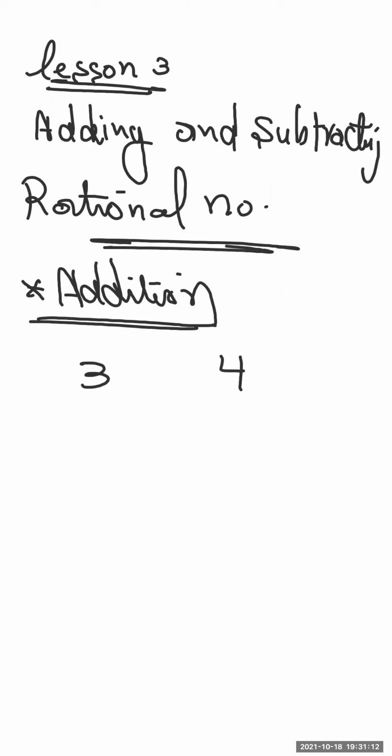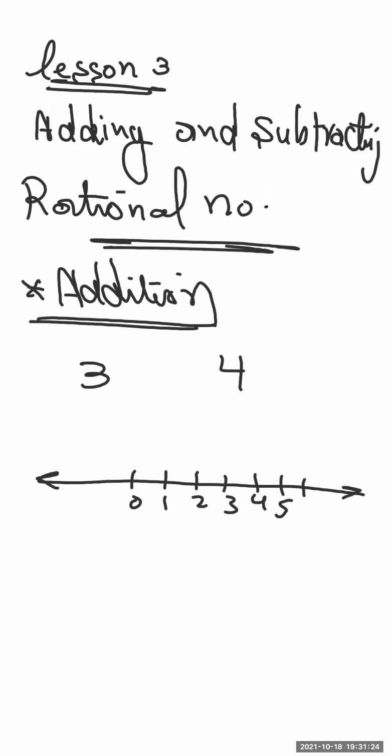So simply, guys, on the number line, as we discussed before, this one will be 0, then 1, 2, 3, 4, 5, 6, 7, and this side for the negative will be -1, -2, and so on. So now I want to add 3 plus 4. So here on the number line, where is the point 3? Actually, it's here.